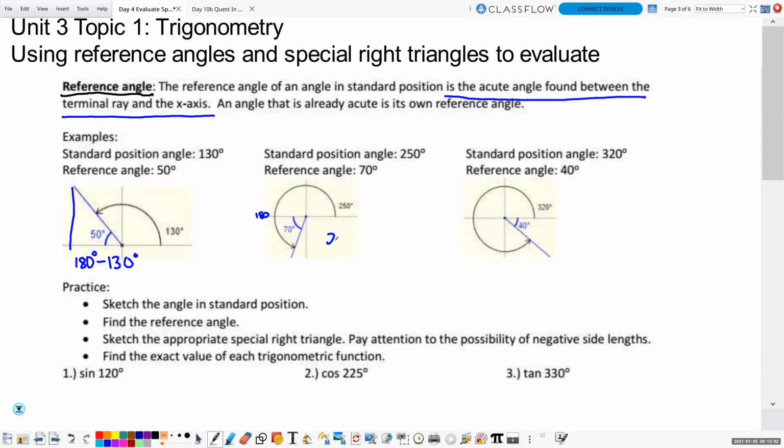If this is 180, 250 minus 180 gave us the 70 degrees. So that's for the third quadrant. Over here in the fourth quadrant, I graphed 320 degrees. 320 falls in the fourth quadrant. Here is my reference angle between the terminal ray and the x-axis. To find the reference angle in the fourth quadrant, I did 360 minus 320.